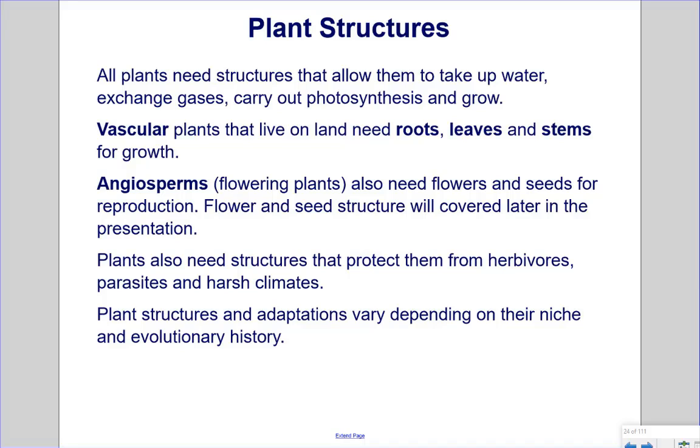Plants also need structures that protect them from herbivores, parasites, and harsh climates. Plant structures and adaptations vary depending on their niche and evolutionary history.